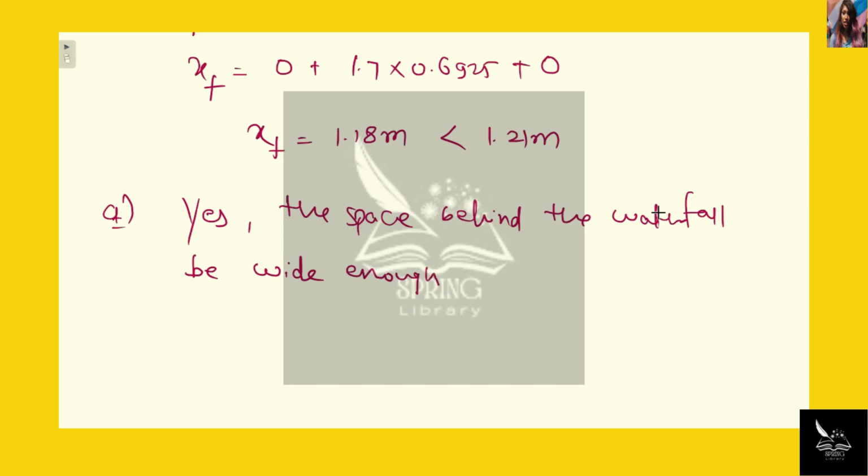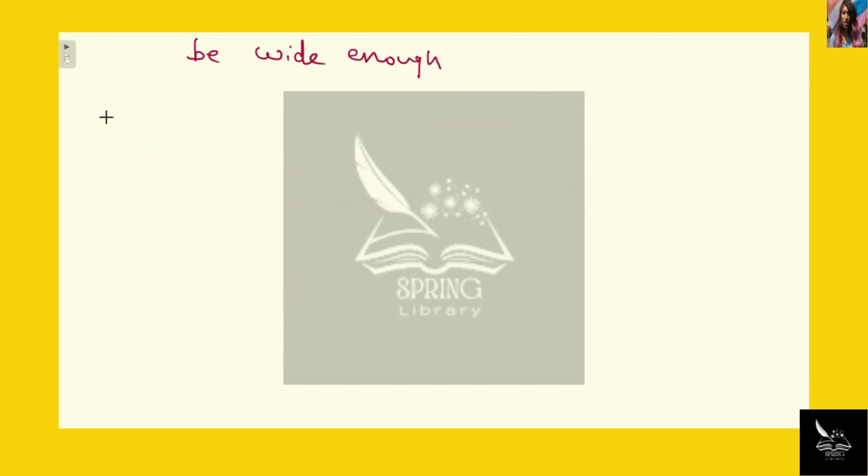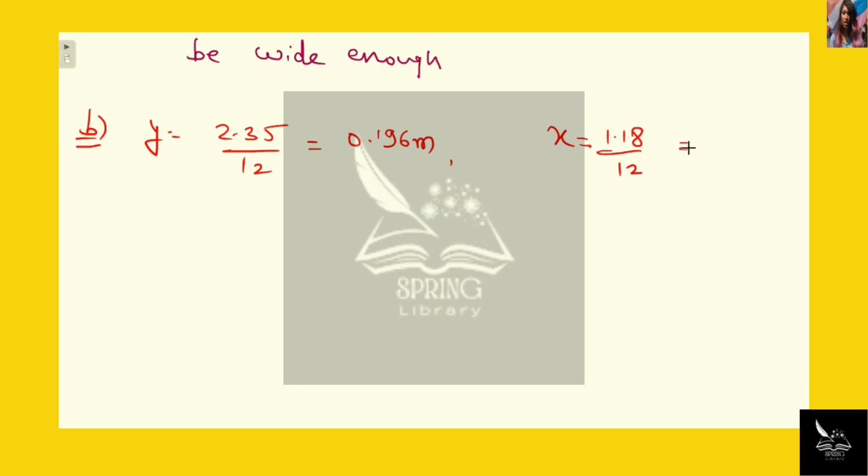Now in the second part, it is told that to sell her plan to the city council, the architect wants to build a model at a standard scale, which is 1/12 of the actual size. We have to find how fast the water should flow in this model. Since the size is 1/12 of the actual size, for part B our y distance is 2.35 upon 12, which comes out to be 0.196 meters, and x is 1.18 upon 12, which comes out to be 0.098 meters.